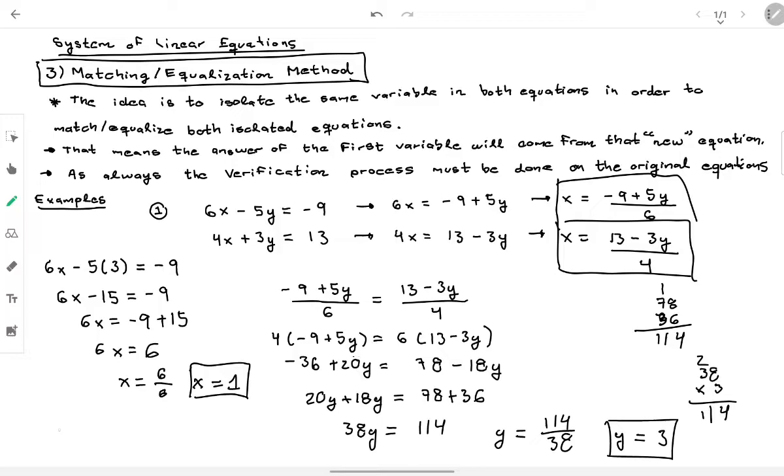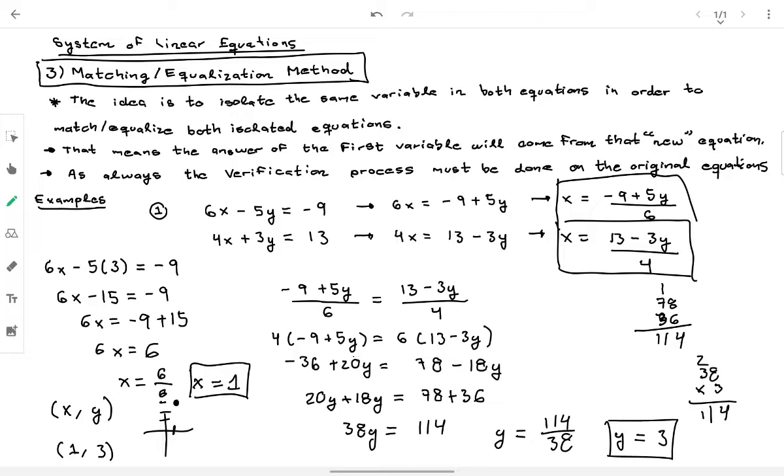We can put it in coordinates. Remember, in coordinates it's first the x, then the y. So it's going to be 1 comma 3. And if we want to represent that in a graphic, it's going to be x 1 positive, y 3 positive. So it's going to be exactly this point. So that will be the process for solving this matching or equalization method.